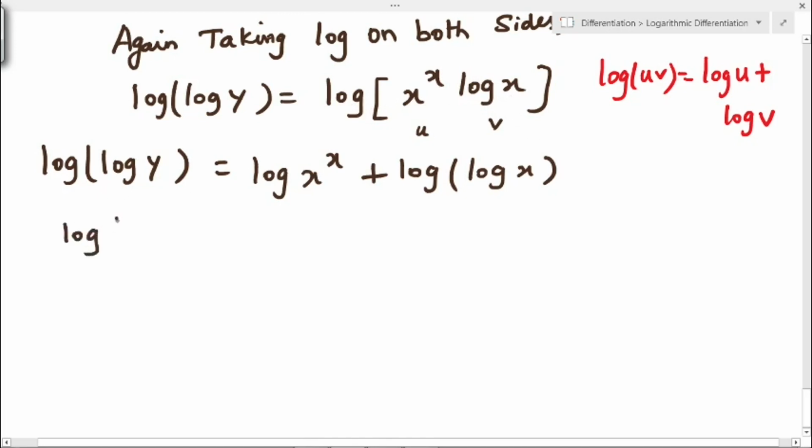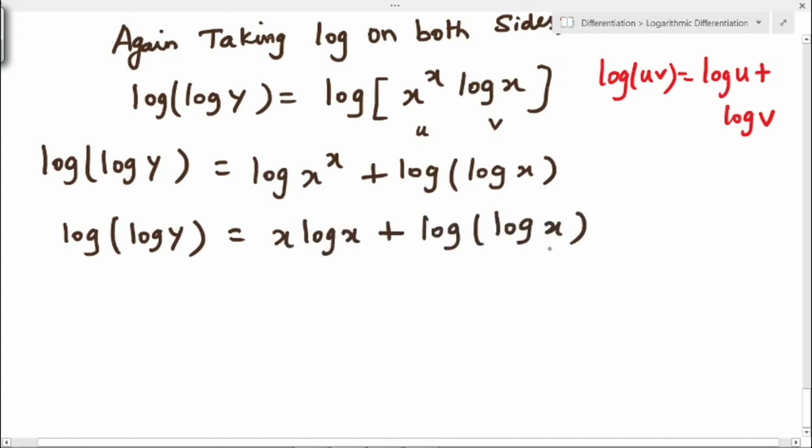So log of log y equal to, again using the log a power n formula, that is n log a, x log x plus log of log x. Now we have to differentiate this with respect to x.